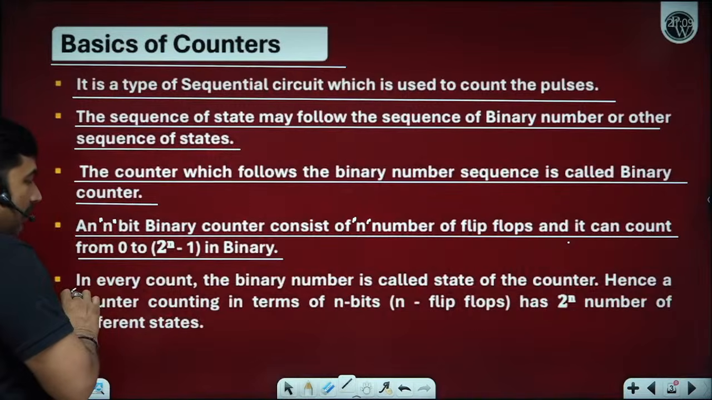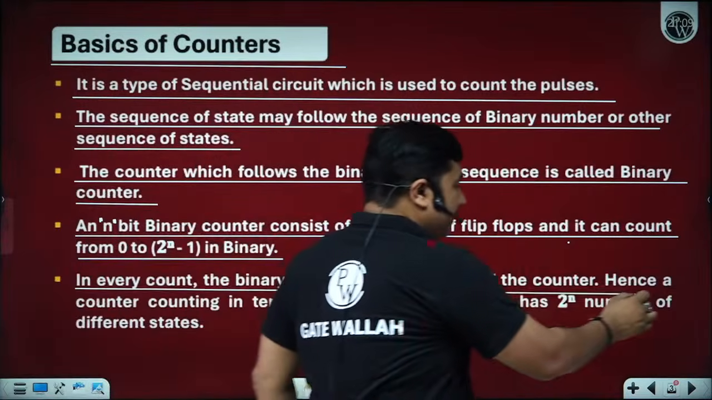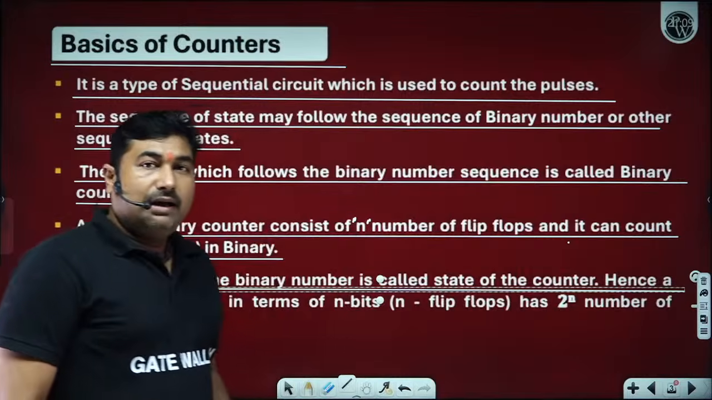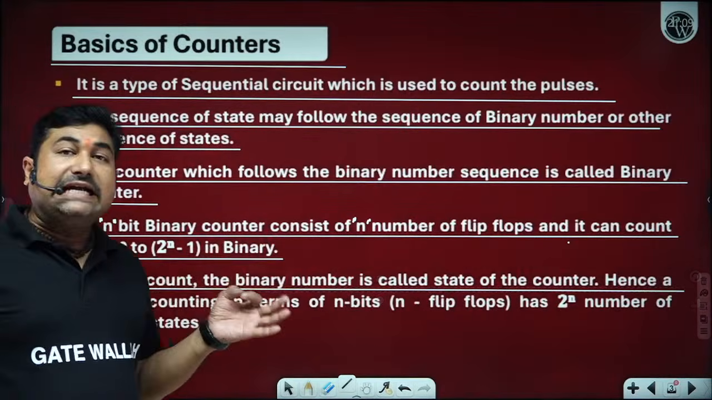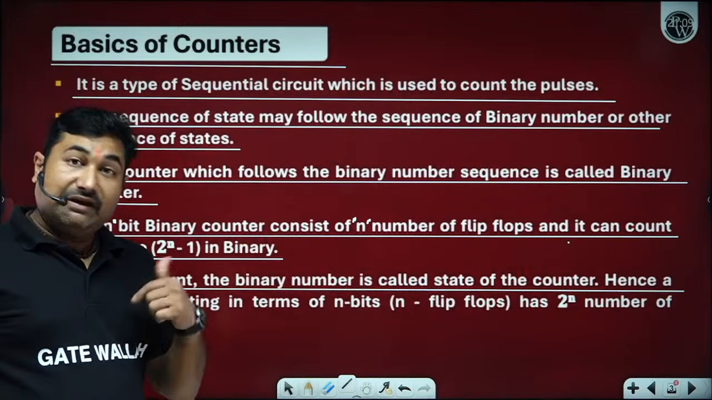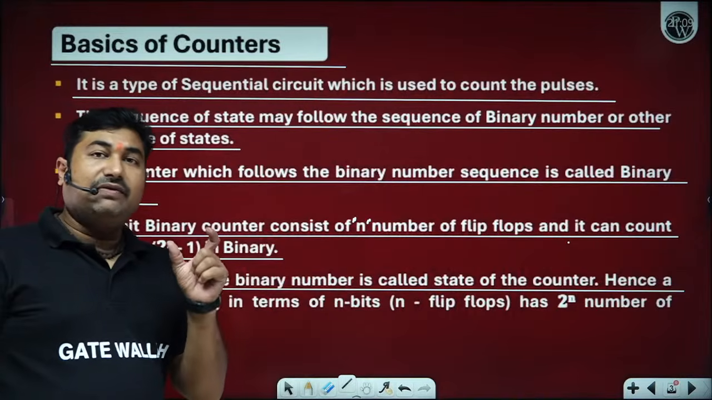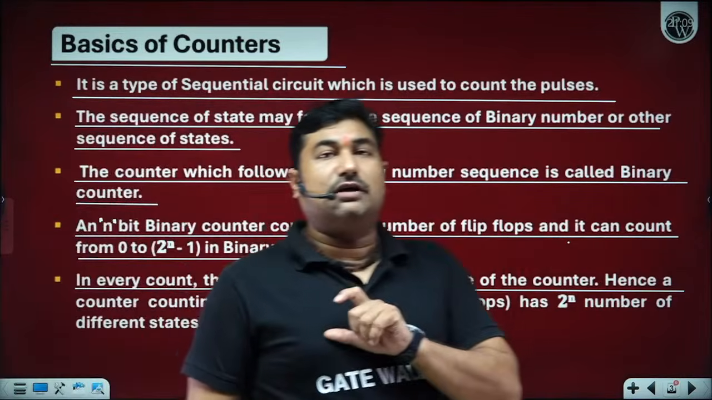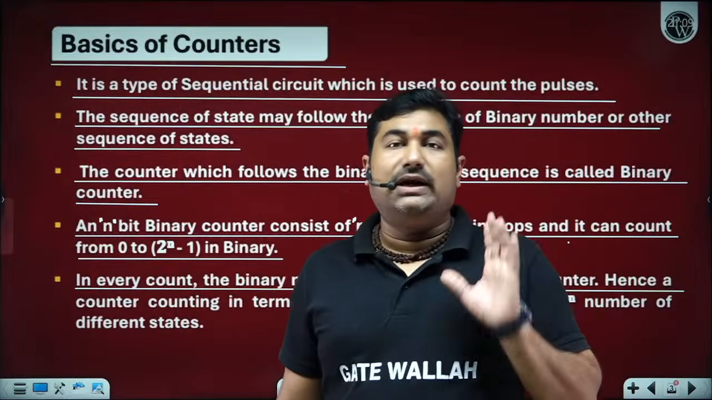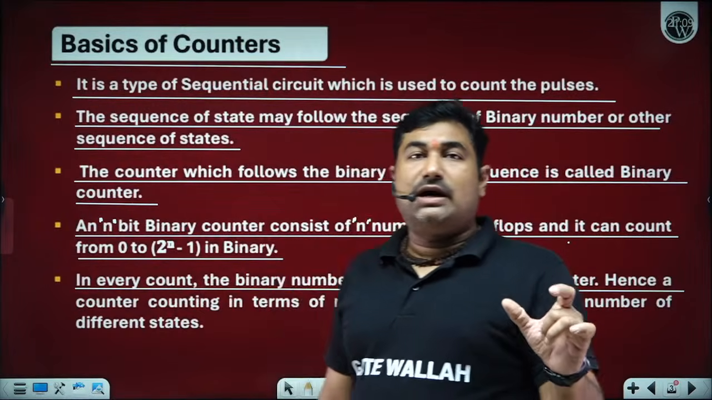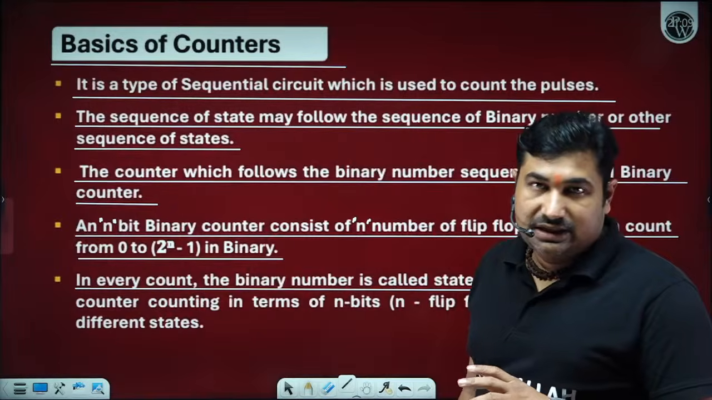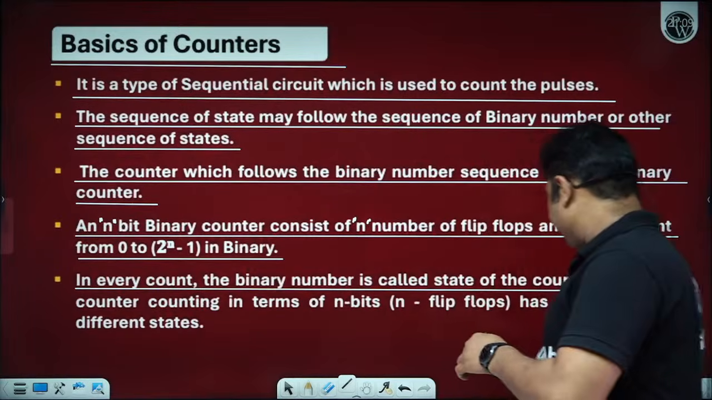Now in every count, the binary number is called the state of the counter. In every count, the binary that we get, let us suppose on the application of clock we are getting 0001, so this 0001 is called a state of the counter.